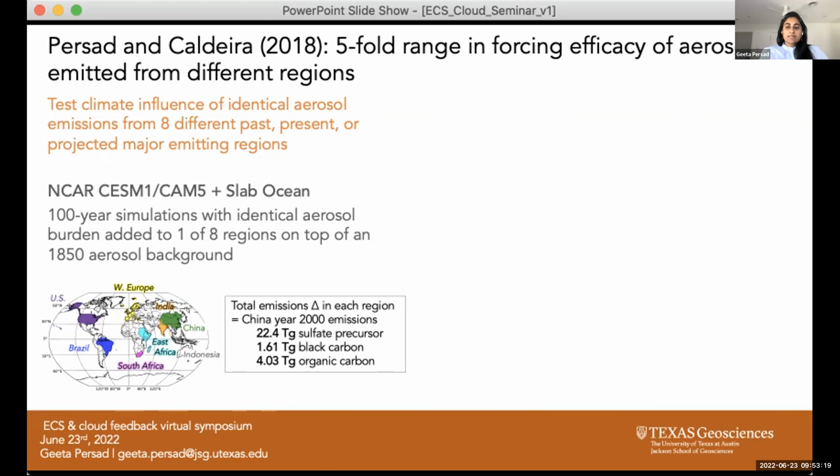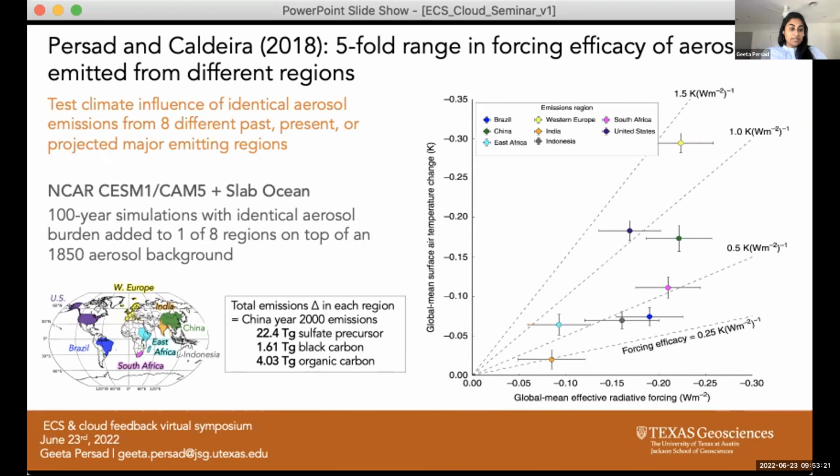And we found in the process that there are major differences in the global mean temperature response that don't necessarily scale with the differences in radiative forcing. So big differences in the efficacy. That's what I'm showing you here. On the y-axis is the global mean surface air temperature response to putting identical emissions of aerosols in each of the 8 regions. And on the x-axis here is the effective radiative forcing.